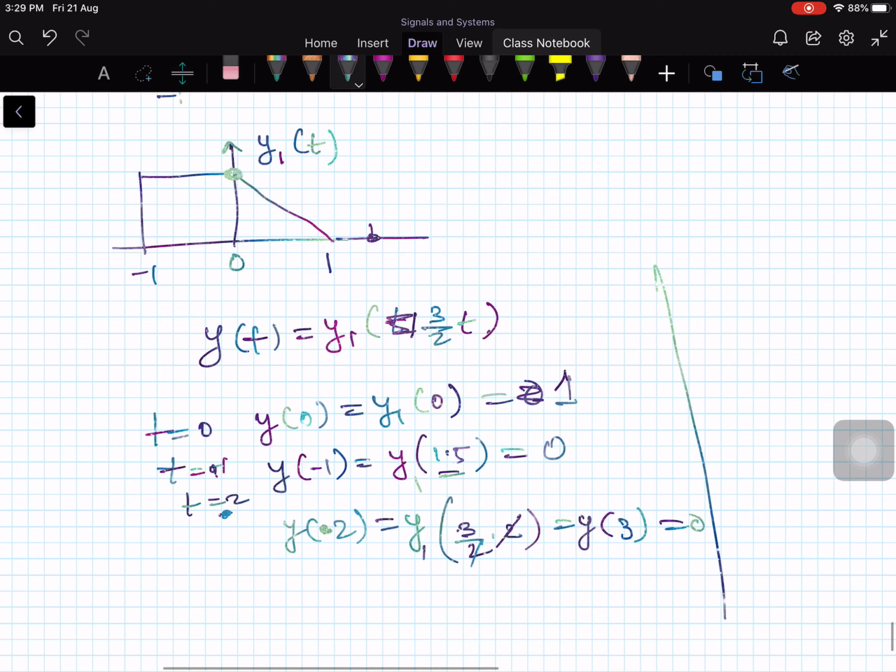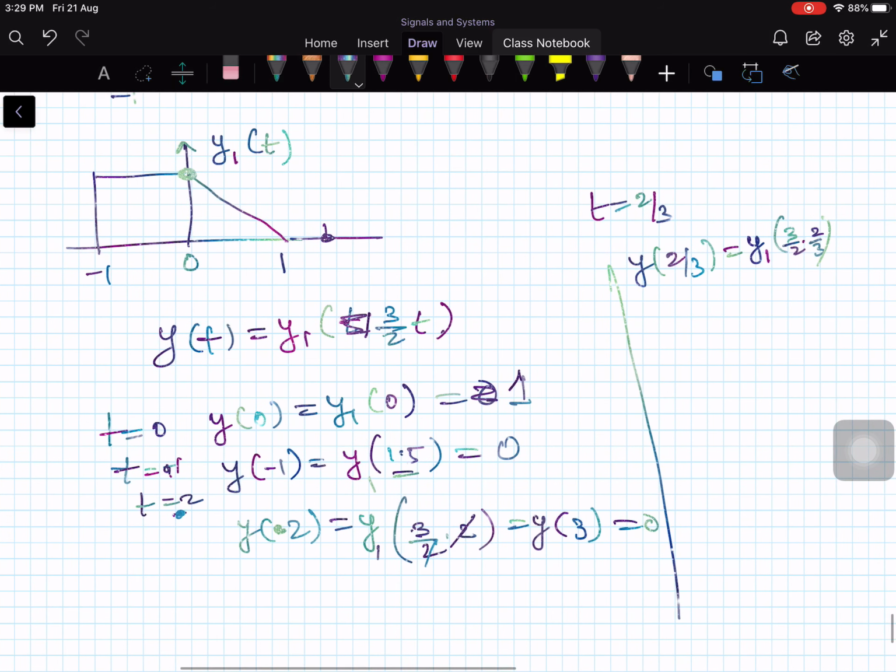Similarly, you substitute t equal to 2 by 3. Then what happens? y of 2 by 3 is equal to y1 of 3 by 2 times 2 by 3, which is y1 of 1. What is y1 of 1? This value is 0. So you don't have any value beyond t equal to 2 by 3. The rightmost point is 2 by 3, which is roughly 0.666. If you substitute any value beyond 2 by 3, you don't get any value.